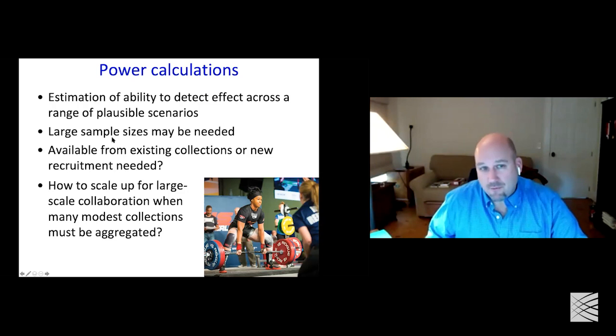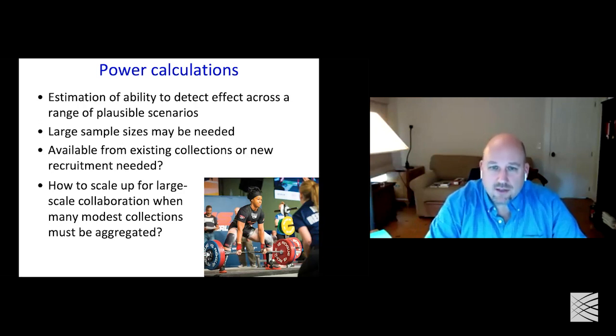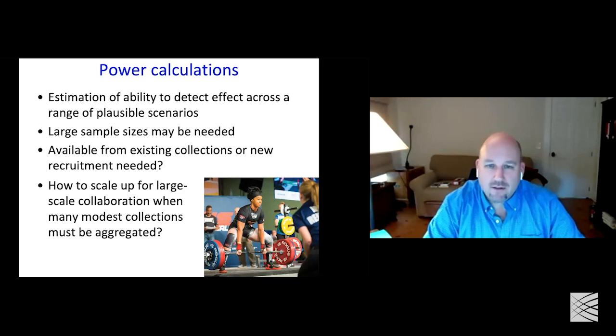And when large sample sizes are needed, one really needs to determine how you're going to be able to assemble those. If it's a niche condition, or a rare condition, or a niche phenotype that has to be very precisely measured, it's possible that new recruitment would be needed, which has a very long time scale. And today I'll be talking mostly about existing phenotype collection and genotype collections.